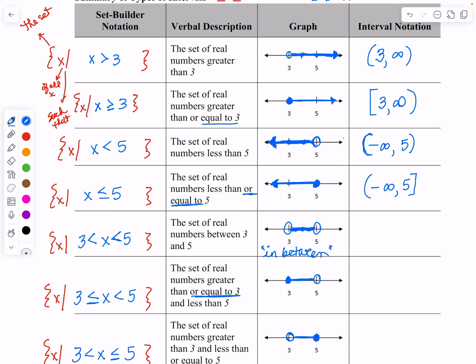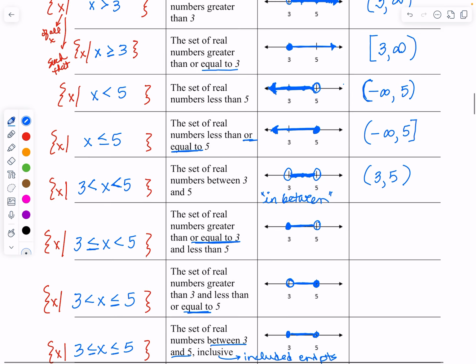The in-between graph is honestly the easiest one to do because you have no infinities. Once you start walking, the first thing you're going to get to is almost 3, right? So we're going to put our 3 down, and then we're going to keep walking until we get to 4.999999. So that's going to be almost 5. I just put my parentheses on both because I'm not going to get to 3 or 5. 3 and 5 are not included in the answer.